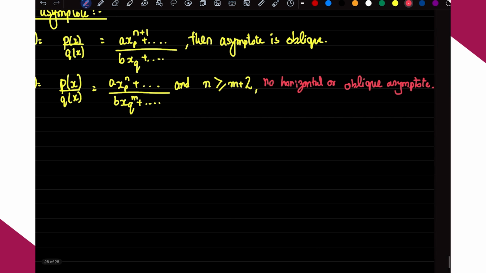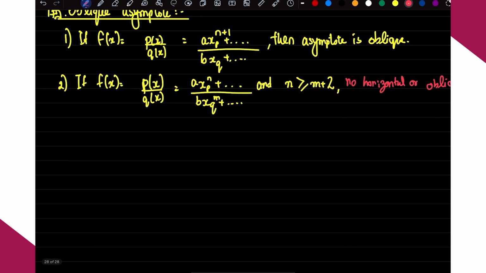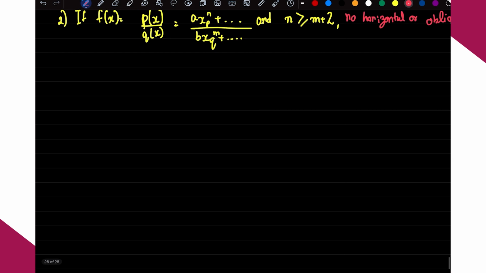So that's the property that we're now going to take a look at, and how this works and how to find the oblique asymptote. So, finding oblique asymptote.